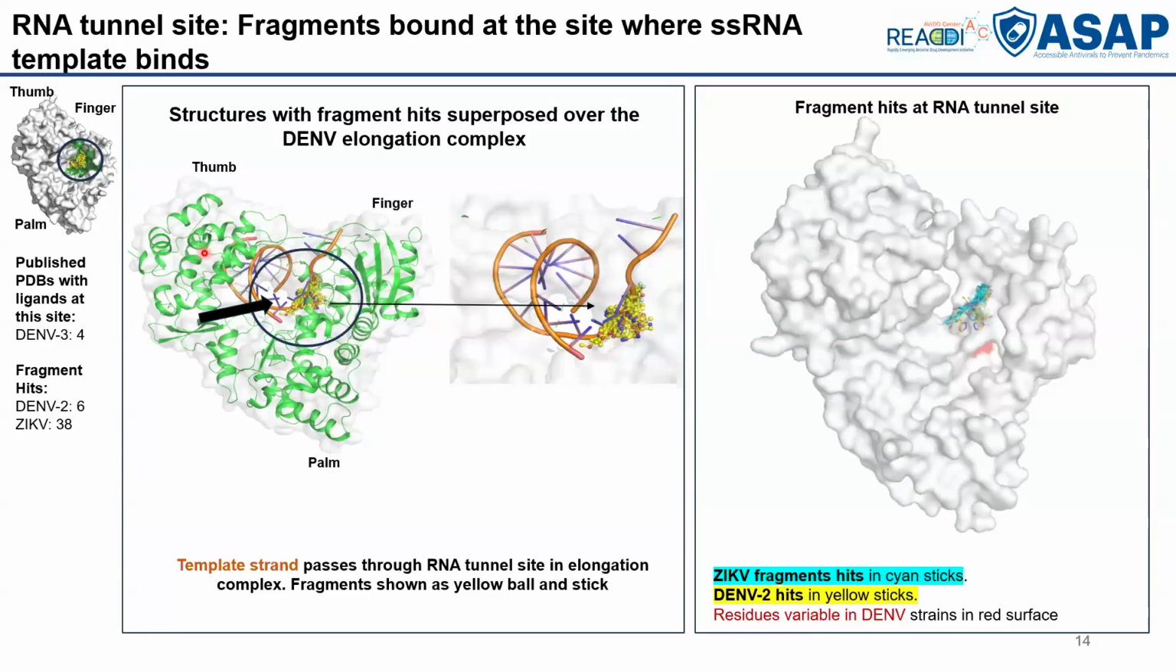The first site is the RNA tunnel site. We got around 6 fragments for dengue and 38 fragments for Zika. First, we tried superposing the structure with that of the elongation complex with double-stranded RNA, and we found that the RNA passes through the same tunnel where the fragments cluster. As you can see, the Zika and dengue fragments cluster together at this site.